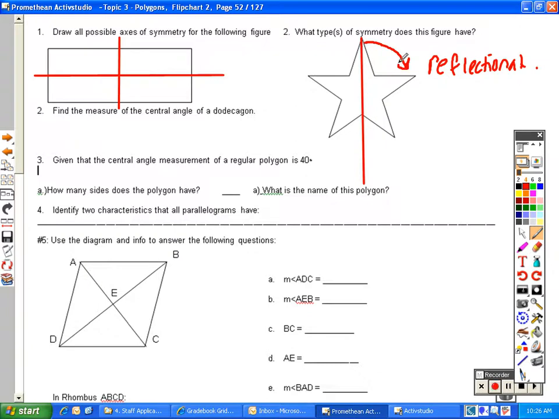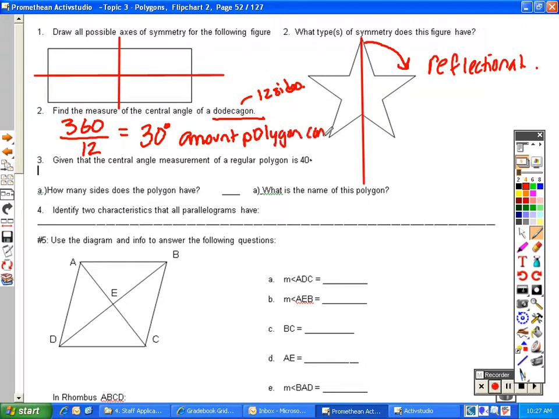All right, what's the measure of the central angle of a dodecagon? A dodecagon has 12 sides. So in order to find the central angle, I take 360 degrees and I divide it by the number of sides, which we just said was 12. 360 divided by 12 is actually 30 degrees. And the reason we had you find the central angle measures was because it went with rotational symmetry. 30 degrees is the amount the polygon can be rotated. So 30 degrees and any multiple of 30 degrees.